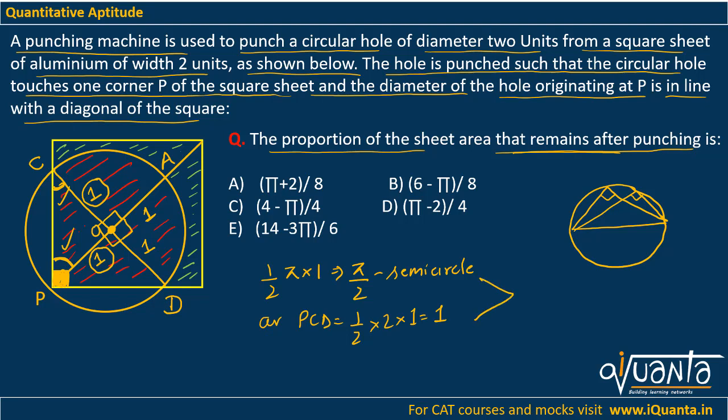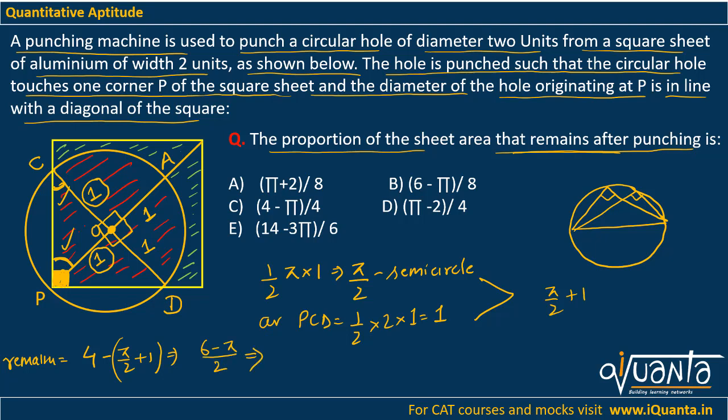So the total area that will be removed, that means the sum of these two areas, will be pi by 2 plus 1. We need to find out the sheet area that remains. So earlier the sheet area was 4 because the aluminium is of width 2 units, and it is a square, so area of square is side square. 2 square gives us 4. 4 minus pi by 2 plus 1 would give us the area that remains. Okay. So when you solve this, you will get 6 minus pi by 2.